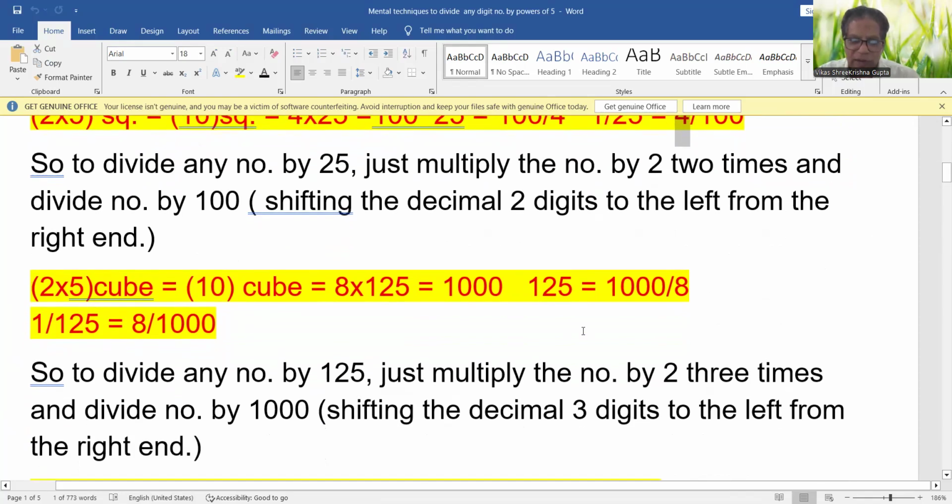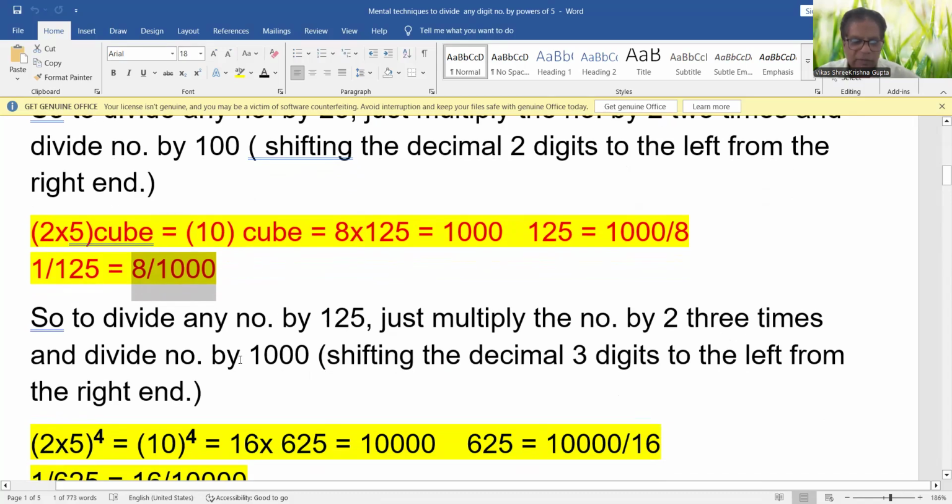In the same way, for 5 cubed, you have to divide the number by 125. It means that you have to multiply the number by 8 and divide by 1000, because dividing by 125 means multiplying by 1 upon 125, and that is equal to 8 upon 1000. So I multiply the number by 8 and divide by 1000. Then I have to multiply the number by 2 three times, so it will be 2 cubed.